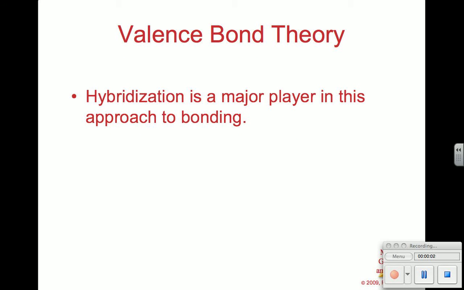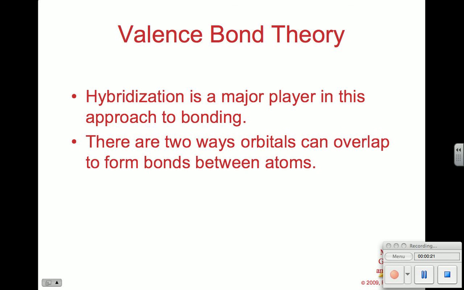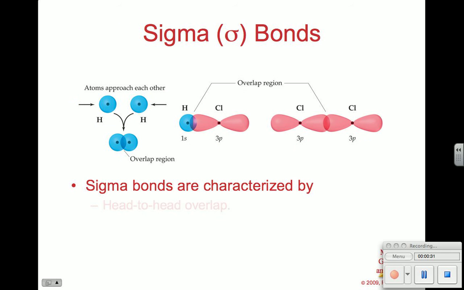We left off looking at valence bonds and looking at hybridization. And when you think about hybridization, we're really talking about how these hybridized orbitals overlap to form bonds. The end of the presentation last time was this idea that there are two ways that orbitals can overlap to form bonds between atoms. And now we're going to get into those two forms.